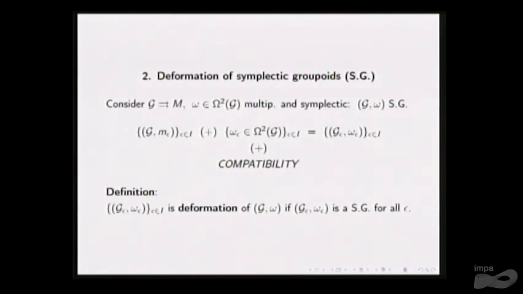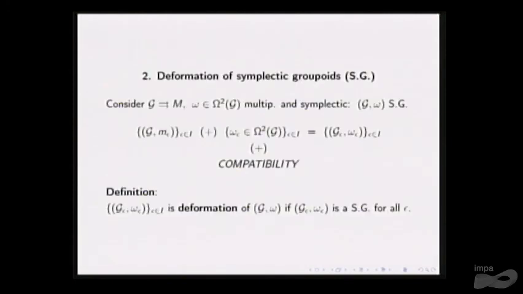So let's see some examples of this deformation. The first example is the most trivial example, right? When you don't deform anything. So you take the constant family here. You take G epsilon as being the groupoid always, and omega epsilon as being the initial symplectic form always. So this is the most trivial example. But there are some other interesting examples.